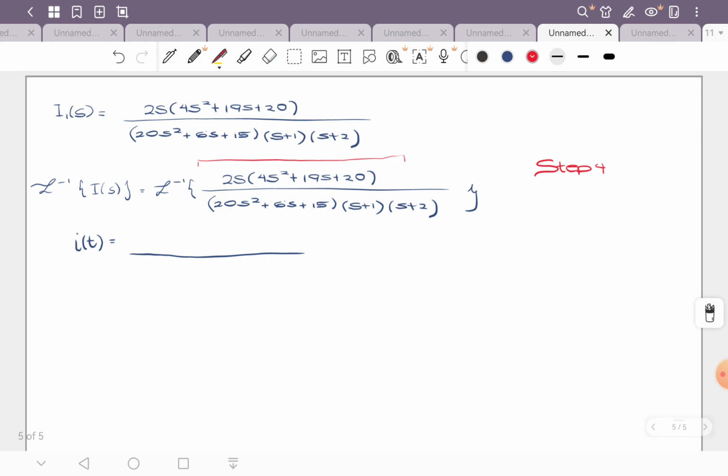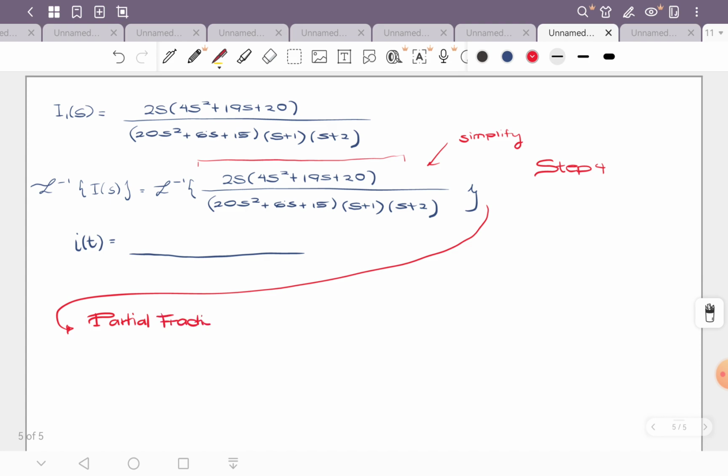Now, before taking the inverse Laplace of the right hand side of the equation, let us first simplify by using partial fraction. So we need to apply partial fraction.